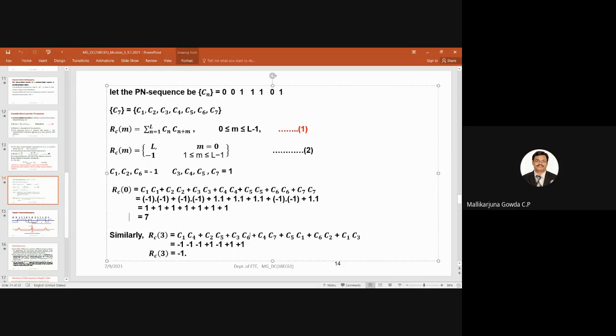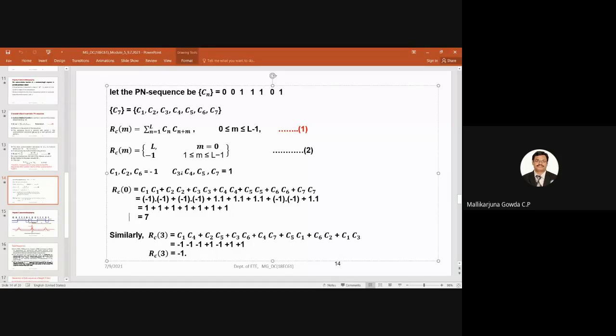Then C3, C6. So C3 is plus 1 and C6 is minus 1. So plus 1 into minus 1 is minus 1. Then C4, C7. So C4 is plus 1 and C7 is also plus 1. So plus 1 into plus 1 is plus 1. Then C5, C1. C5 is plus 1 and C1 is minus 1, so it will be minus 1. Then C6, C2. C6 is minus 1 and C2 is also minus 1, so minus 1 into minus 1 becomes plus 1.